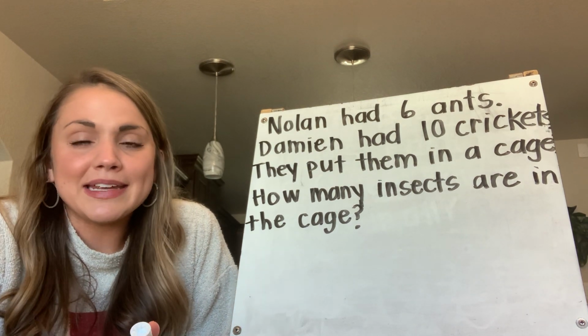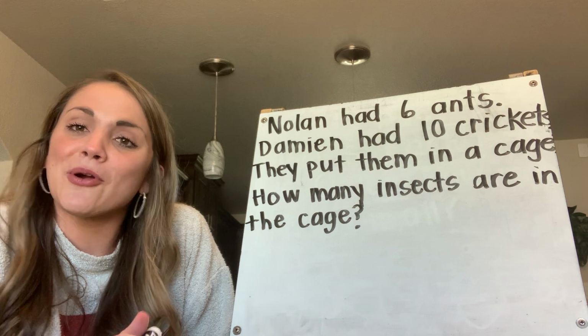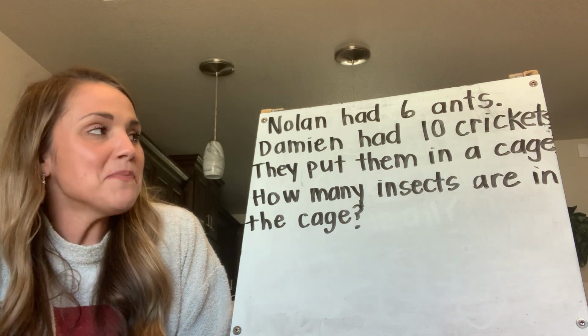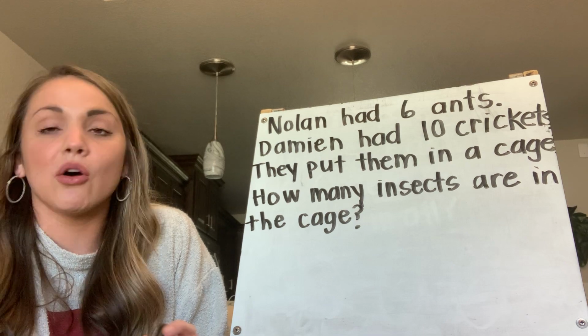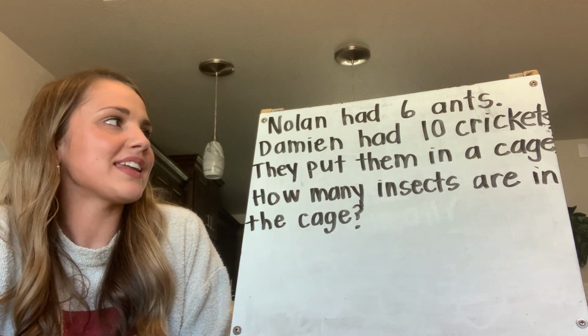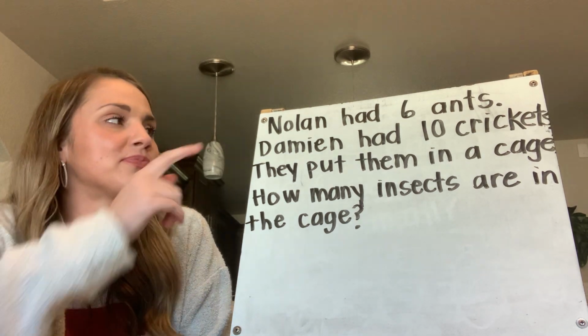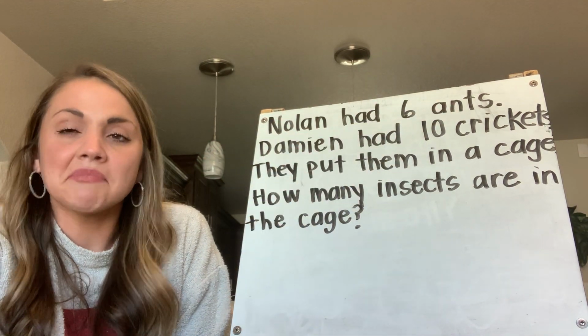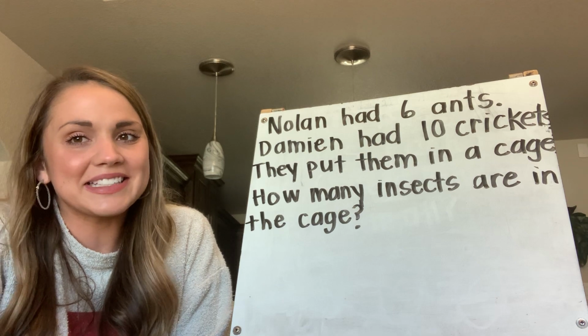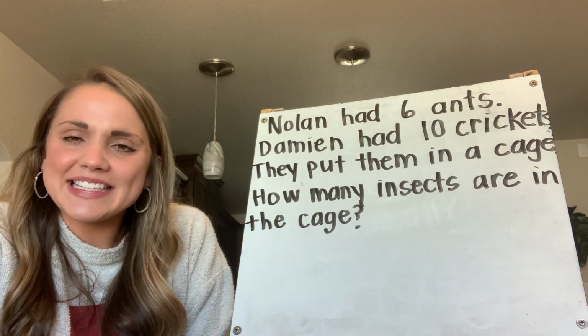We're still talking about insects, and I decided to use some more people's names from our class. So today our story has two characters in it, Nolan and Damien. So here is our story. Nolan had 6 ants. An ant is an insect because it has 6 legs. So Nolan had 6 ants.